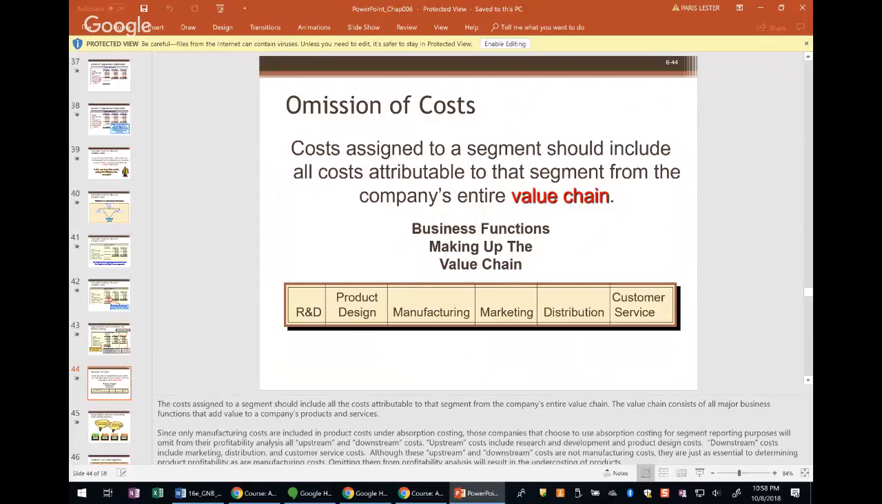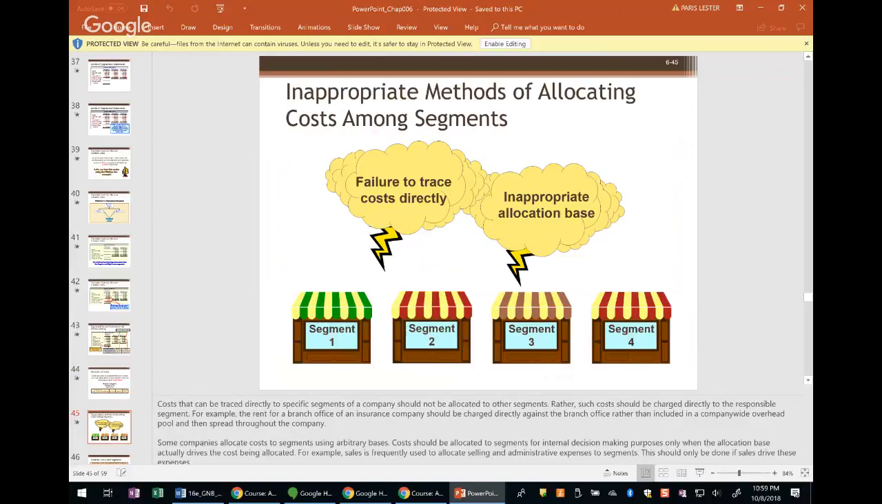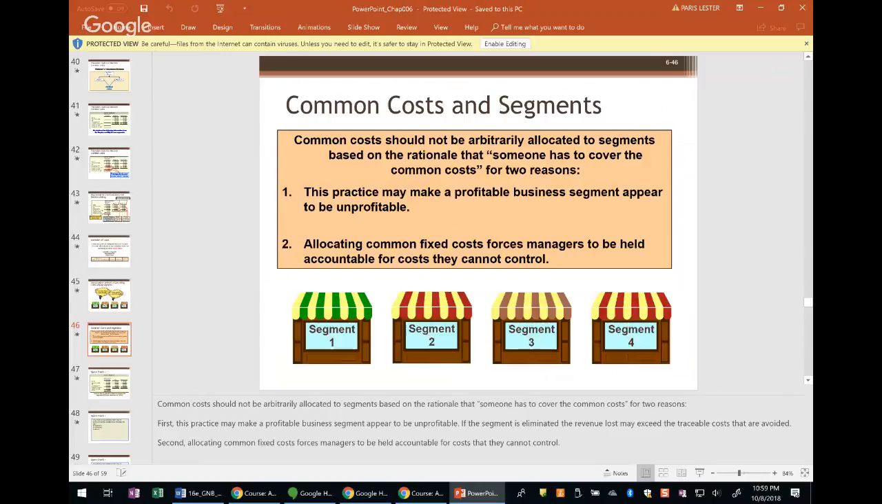The value chain, is that a marketing term? Should be a marketing term, value chain. Cost assigned to a segment should include all costs attributed to that segment from the company's entire value chain. All right, you've got product design, factory, R&D, marketing, distribution, customer services. There's no need to look at inappropriate methods of assigning common cost to segments.